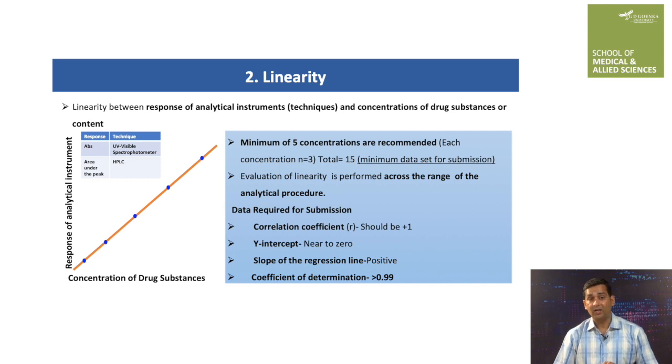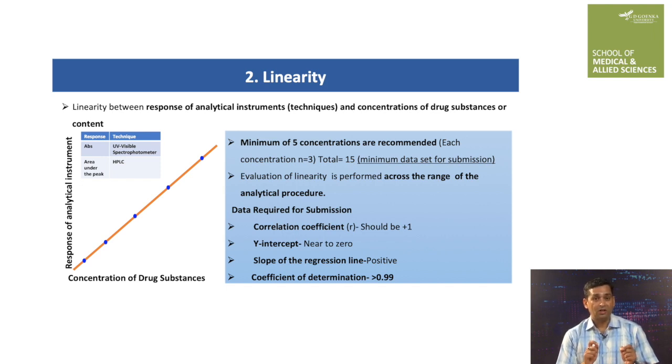The left side of the slide shows a straight line curve which represents linearity between responses of the analytical instrument and drug concentrations. For submission of the linearity data as per ICH guidelines, we need to take a minimum of 5 concentrations of the drug and record the response of each concentration. For each concentration, we have to record the response thrice, meaning n equal to 3. Hence, the total number of data points would be 15, which is the minimum data set to show the linearity in an NDA, new drug application.